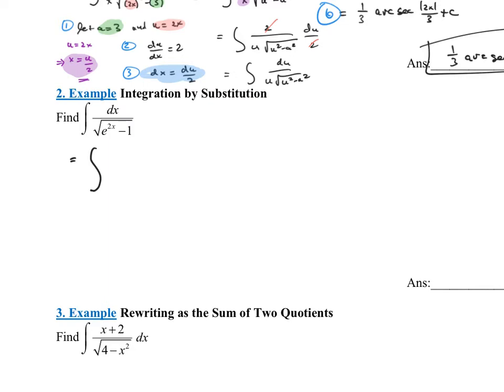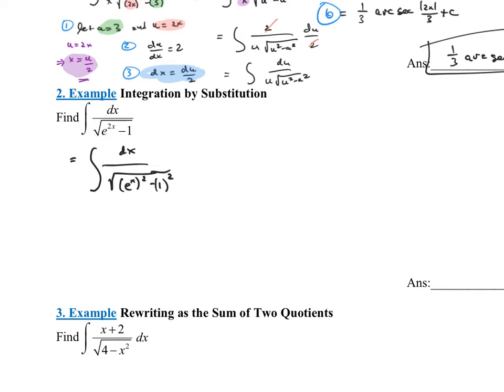I need to realize that this is of the form. I want to look at this as the square root of something squared minus something squared. So this would be e to the x quantity squared minus 1 quantity squared. That's what I'm looking at right there.